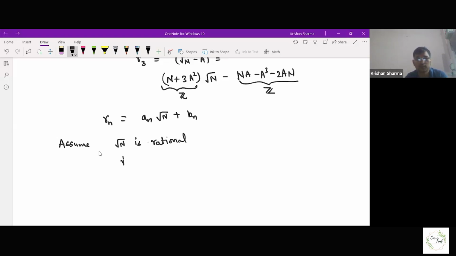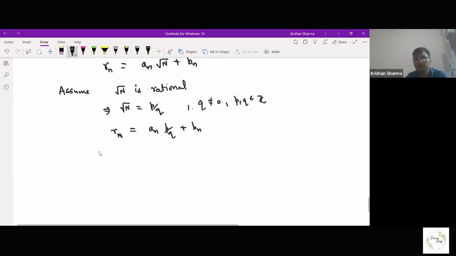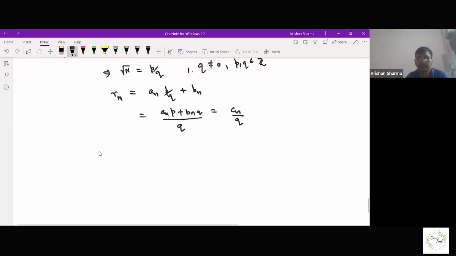So square root of n will give us p upon q, where p and q are integers and q is non-zero. So what we will get is Rn is a·p upon q plus bn. And simply following the trick, you can take the LCM, q a and p plus b and q, which is again cn upon q. So following the same trick, now you know there is no role played by 2 there.